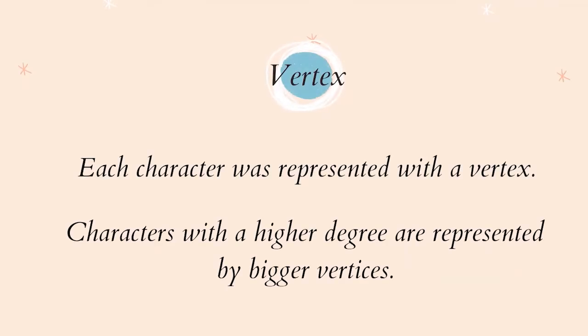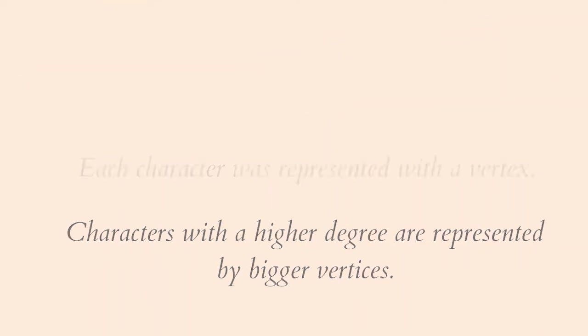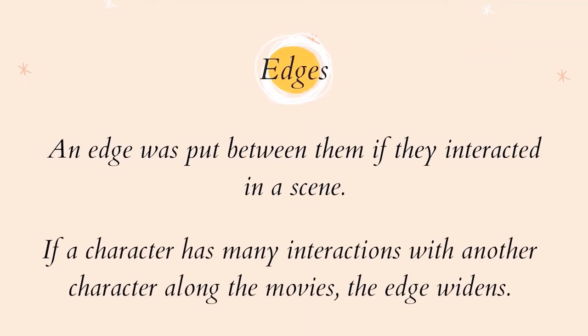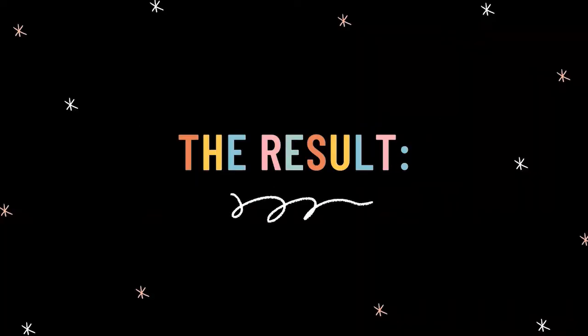Each character was represented with a vertex. Characters with a higher degree are represented by bigger vertices. An edge was put between them if they interacted in a scene. If a character has many interactions with another character along the movies, the edge widens. The result.